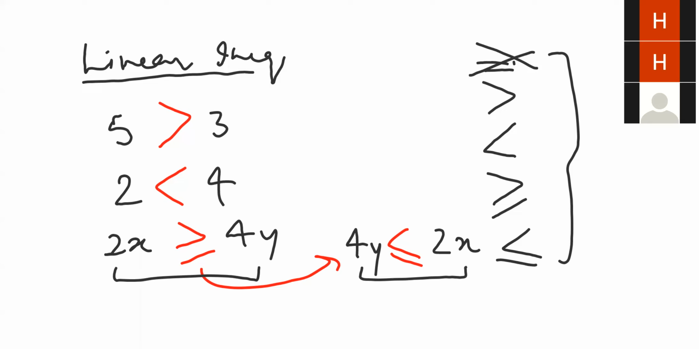So under linear inequalities, what we'll be doing is, for example, if they give you some linear inequality that is 15 plus 3x is less than 6.